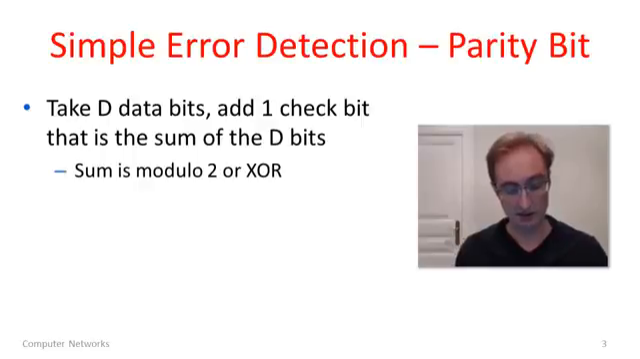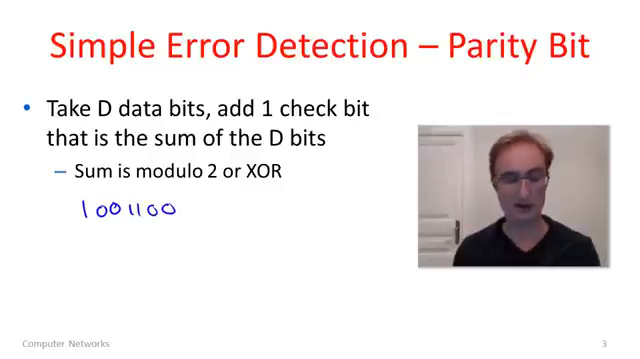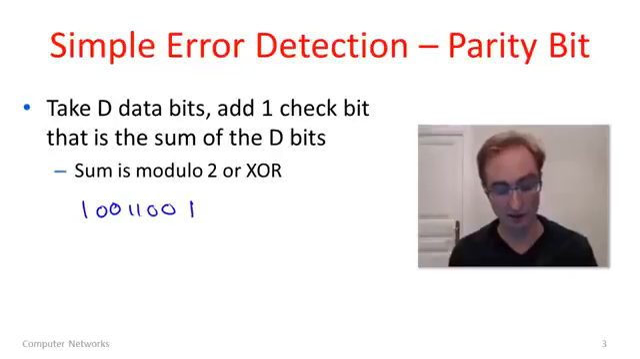Here's an example. Let's just say I have 1 0 0 1 1 0 0 as 7 bits of data to send. If I then want to add parity to it, an 8th parity bit, the parity bit for the case of even parity will be the sum of all of the data bits modulo 2. I've got 3 ones, and 3 modulo 2 leaves me with a 1 instead of a 0, so we add a 1. This is the parity bit.